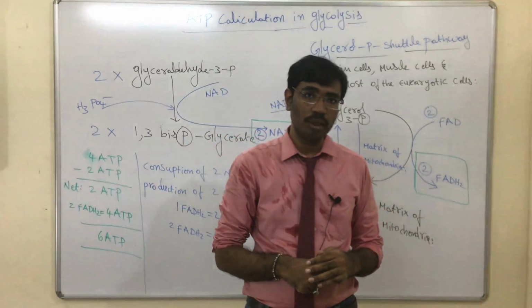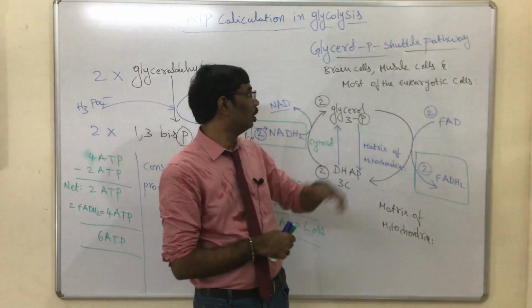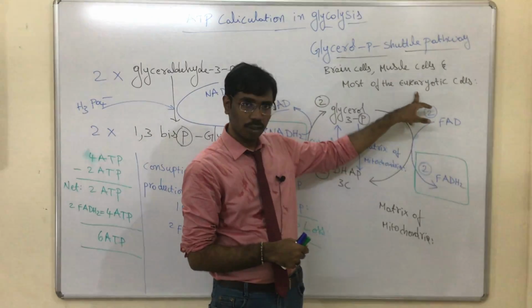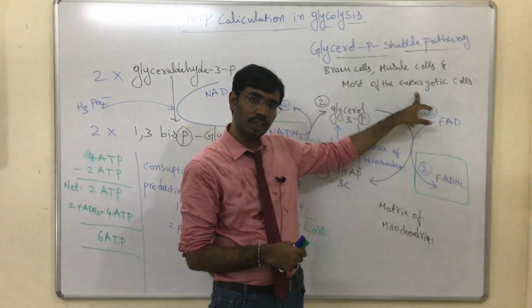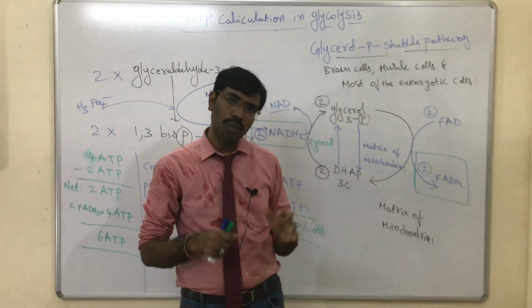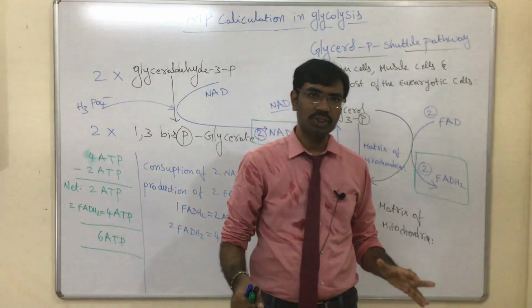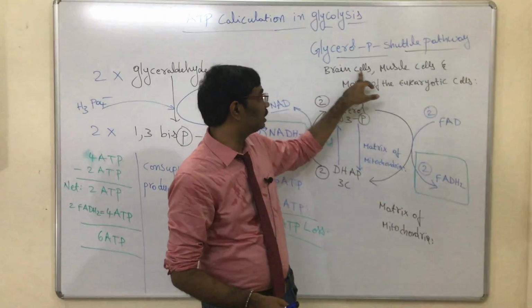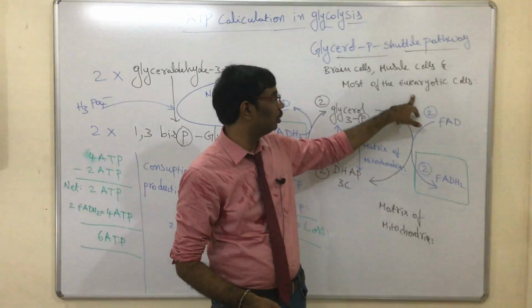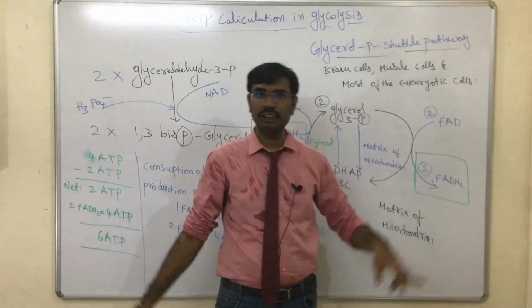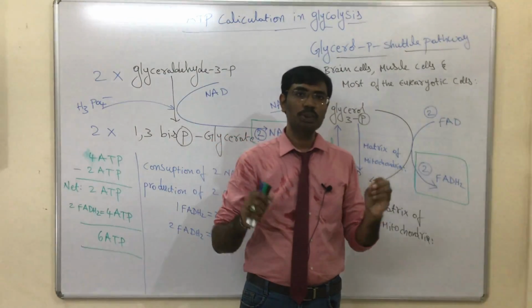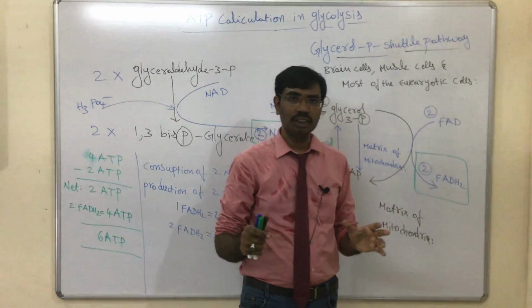Mitochondria are completely absent in the prokaryotes, so there is no question about the glycerol phosphate shuttle pathway. Because of that, all the prokaryotic cells produce 8 ATPs. Cells like brain cells, muscle cells, and most of the eukaryotic cells produce 6 ATPs. So this is the explanation about the glycolysis ATP.